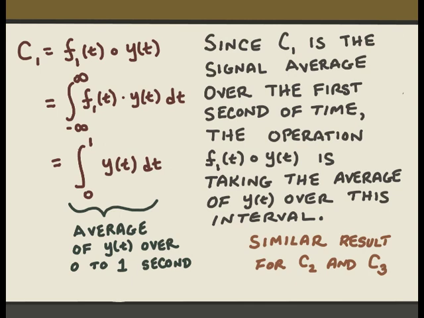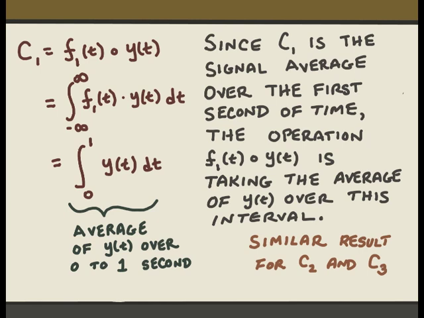Now, since C1 is the average of the signal over the first second of time, the operation F1 circle y is the same as taking the average of y over this interval. We can see that easily by the definition of the circle product. It's the integral from minus infinity to infinity of f1 of t, y of t dt. And since f1 is 1 between 0 and 1 and 0 otherwise, this is the integral from 0 to 1 of y of t. And that's the average of y of t.